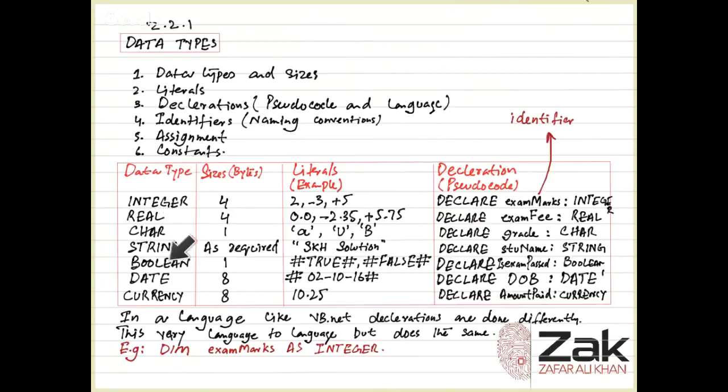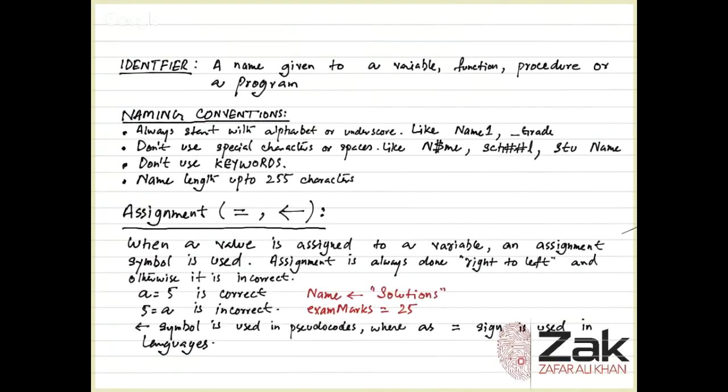Then the value that we assign, for example, name is equal to Ali. So name is actually the identifier and Ali is actually the literal. Alright. So what is a literal? Literal is whatever that you assign. For example, name is equal to solution. So this solution is the literal. This name is the identifier. Exam marks is equal to 25. So this 25 is the literal and exam marks is an identifier.